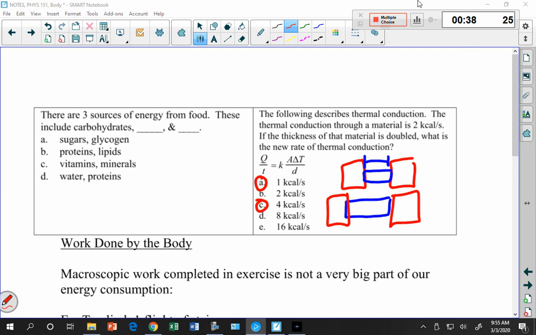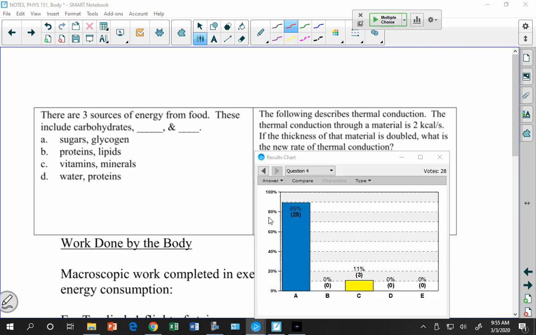All right, that's a lot better. I'm going to stop at 45. Just guess if you're not sure. Okay, A is right.